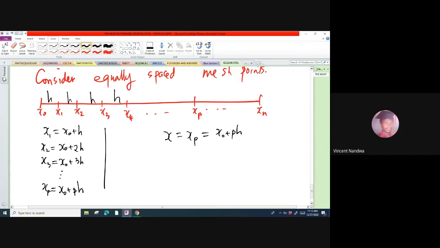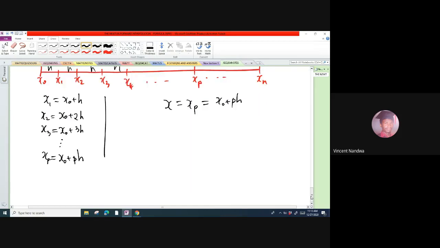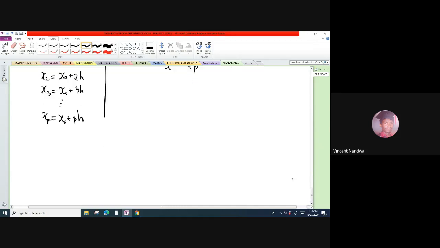So then, as we have seen before, we are interested in defining the value of the function at this general mesh point. So we remember that to define f of x, which is the same as f of xp, is the same thing as defining f of x naught plus ph.